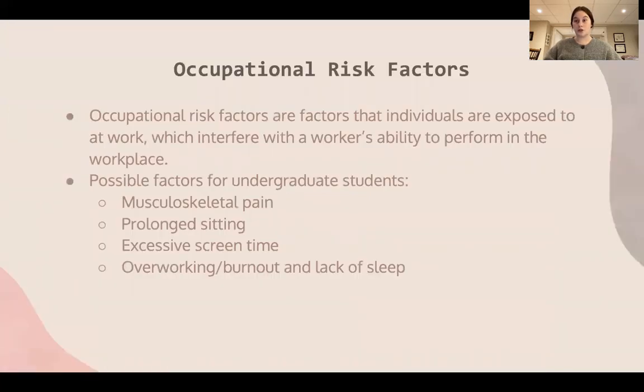So now that we know how to sit and stand while working and the best design elements for your workstation, we also need to know what occupational risk factors are, the ones that are most common for you as students, and how to solve them. Occupational risk factors are factors that individuals are exposed to at work, which interferes with the worker's ability to perform in the workplace. And there are 4 specific ones we will look at for students.